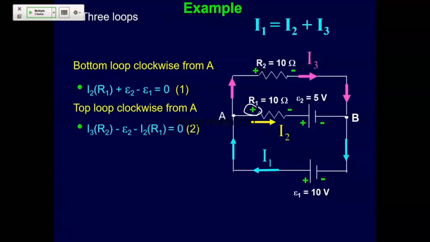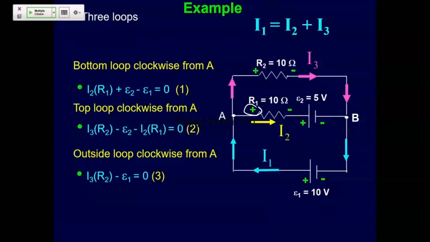My second equation, in a similar fashion, is the top loop clockwise from A. And so here I'm going with I3 and against I2. So again, it shows you don't have to go with the current. All right. And so here, if I start here, the first sign I come to is this positive sign. And the current I called this one was I3. So the voltage is I3 times R2. And I come over to here. The first sign I come to is negative E2. And then here, the first sign I come to on this one is negative I2 R1. And so that's my second equation.